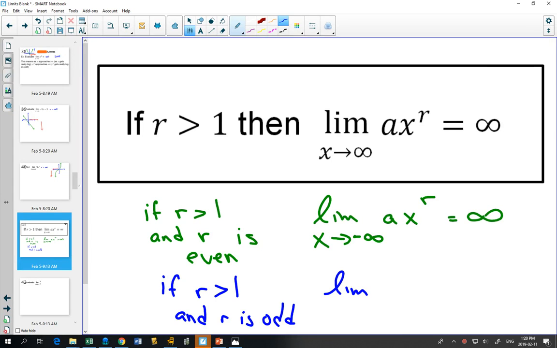The limit as x goes to negative infinity. No, this is okay. I'm okay with this. Because if I say even, can you have a decimal? Are there even decimal numbers? It's like 2.3. Is that even or odd? That's a good question.